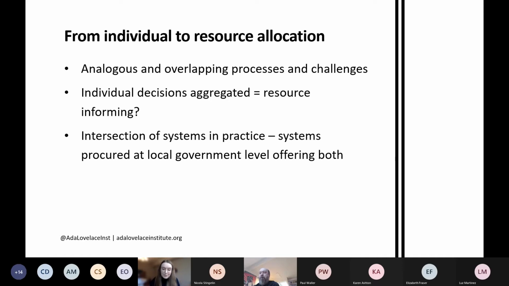So if, for instance, you were making predictions about an individual child's likelihood of needing a social care intervention, if you collate all of those predictions across the local authority, you might have some sense of what your expected demand on social care provision would be, and use that to inform resource allocation. And in practice, we're seeing that those often come part and parcel of a similar package. So I think it's going to be increasingly relevant to think about these conversations together and as part of one piece. And so I'm excited to see how the rest of the conversation goes today.